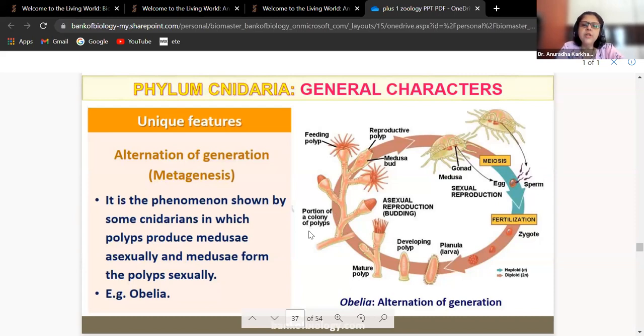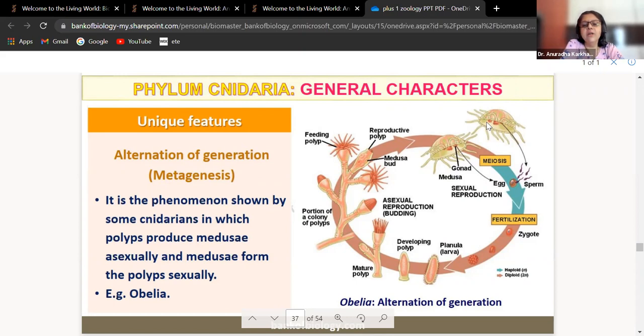Portion of a colony of polyps. See, you can see so many polyps are being formed. This is the feeding polyp, means the tentacles are developed and now they can capture the prey on their own. Okay, fine. And they will bud off to give rise to medusa. So this is the bud of the medusa. When it comes out, it will develop into medusa. So polyp gives rise to medusa asexually and medusa gives rise to polyp sexually.